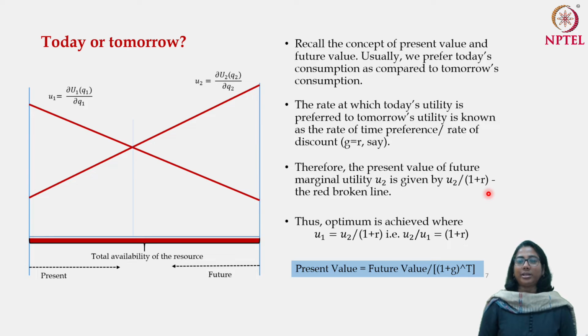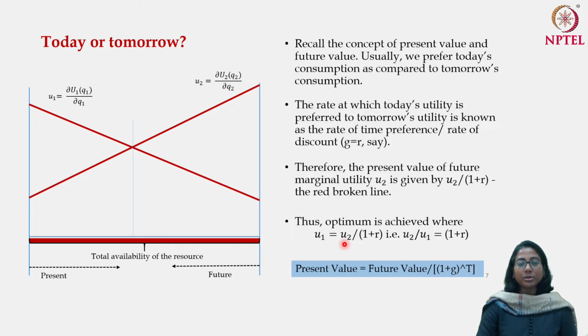If I want to calculate the present value of this marginal utility of the future, I have to divide it by 1 plus R. See, this t is becoming 1 and the g is becoming R. So the present value of U2 is equal to U2 divided by (1 plus R) to the power 1. So the optimum is not really achieved at the point where U1 is equal to U2, but rather at the point where U1 equals U2 by 1 plus R. The present value of future marginal utility is equal to today's marginal utility.